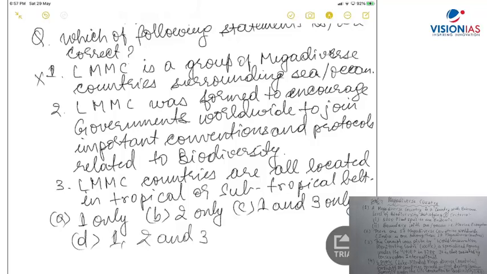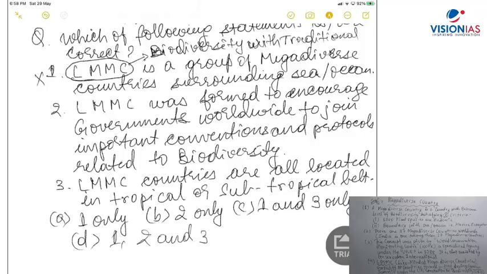Here, the first is wrong. Why is the first wrong here? The first is wrong because LMMC is just a group of countries with mega diversity with traditional knowledge. They're based on their high level of biodiversity, right? They have high richness of biodiversity, but again they follow biodiversity with the associated traditional knowledge, TK, the knowledge of the society here. Whereas this one, surrounding sea and ocean, that is a mega diverse countries. Now this is correct.